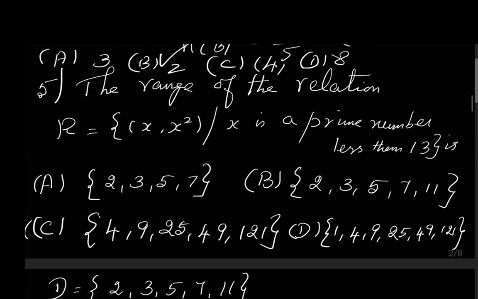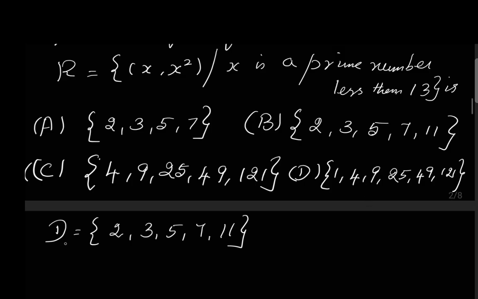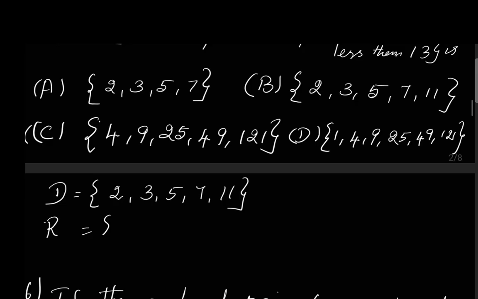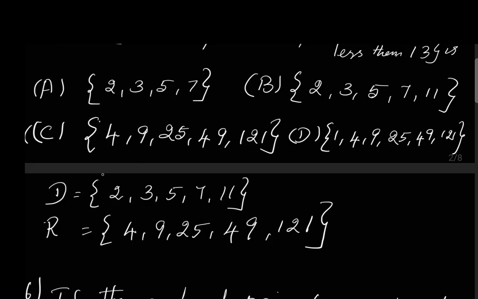But you have to find the range, the set of range elements. So the range is obtained by squaring these numbers: 2 squared is 4, 3 squared is 9, 5 squared is 25, 7 squared is 49, 11 squared is 121. So this is the set 4, 9, 25, 49, 121, option C.